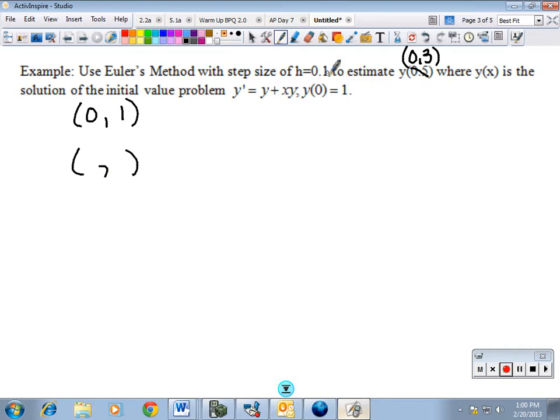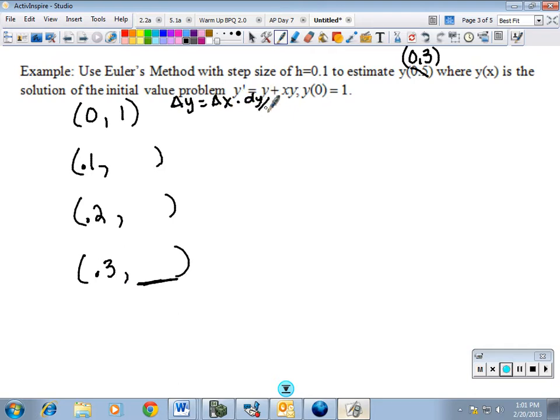So, I'm counting by 0.1. So I'm going to do 0.1, and I probably need more space here. 0.2, 0.3. This will be my answer right here. Okay, and I know that my change in y equals my change in x times dy dx.